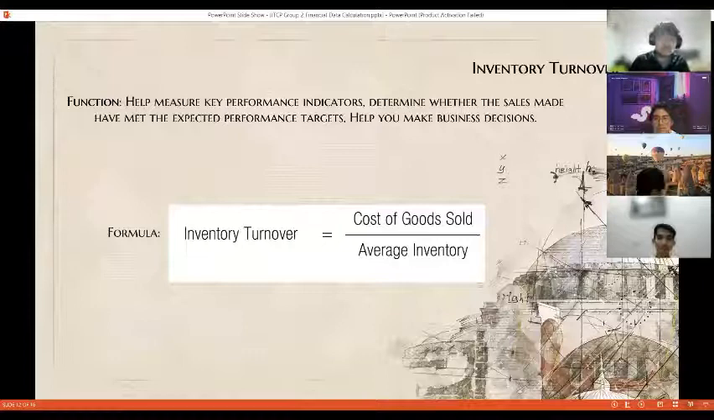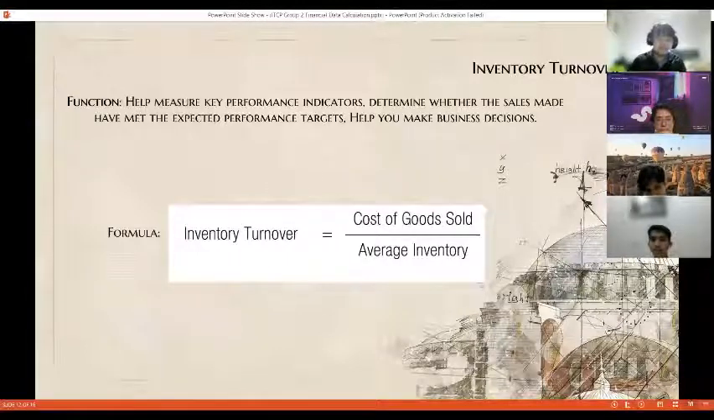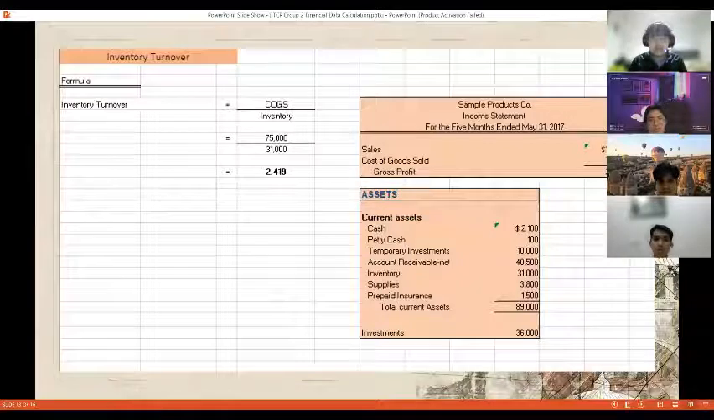The next formula is inventory turnover. The function of this formula is to help measure key performance indicators, determine whether the sales may have met the expected performance targets, and help us make business decisions. The formula for inventory turnover is cost of goods sold divided by average inventory. For example, we have cost of goods sold is 75,000 and the inventory value is 31,000. So what we have to do is divide 75,000 by 31,000 and the result is 2.419.